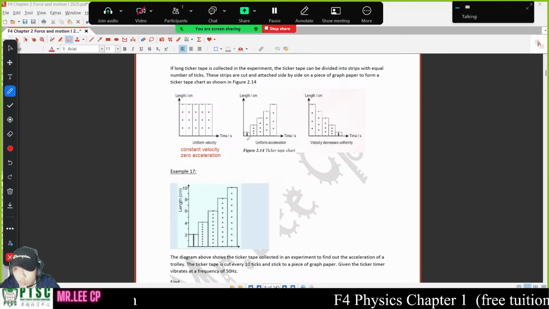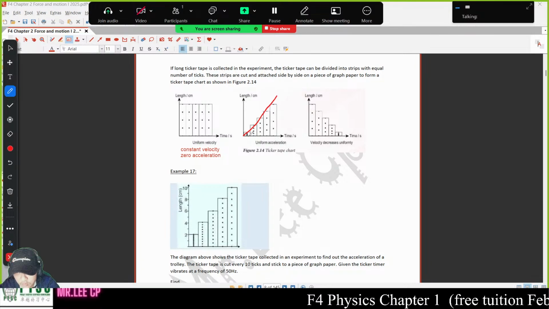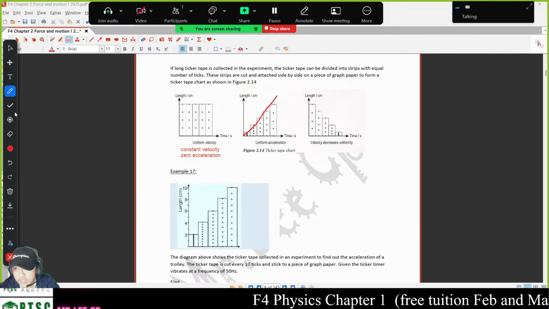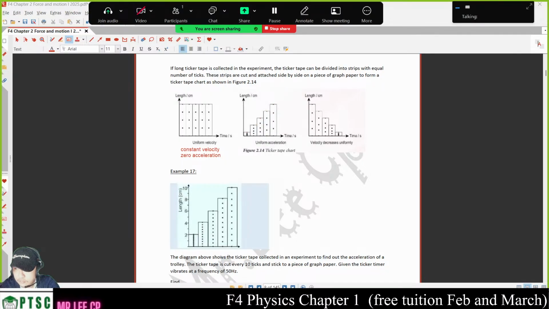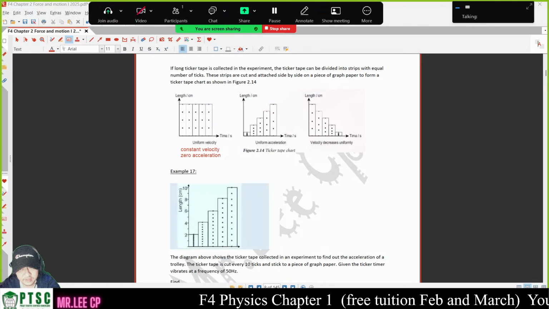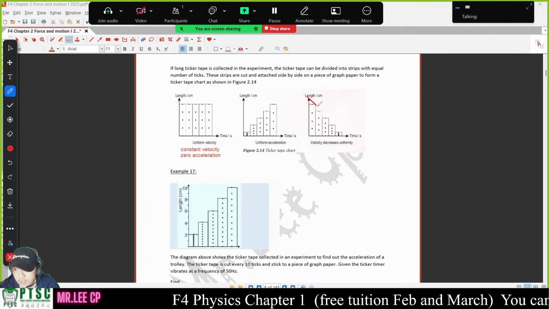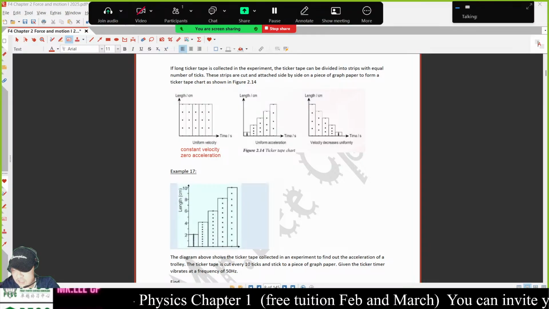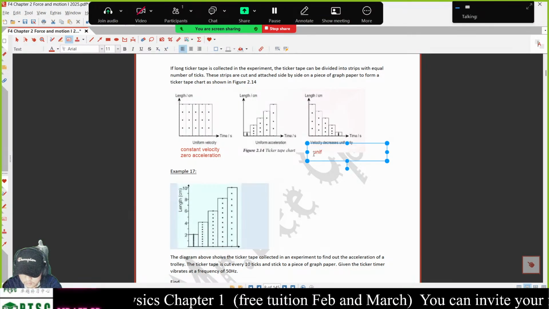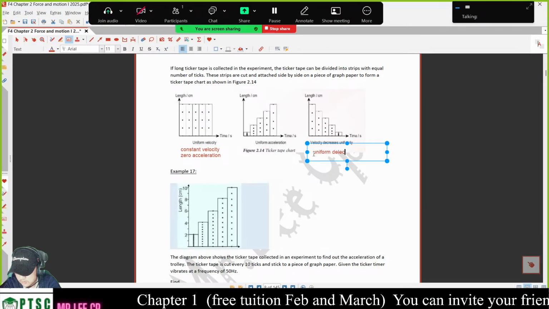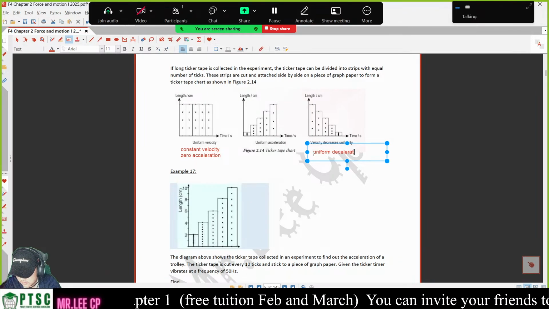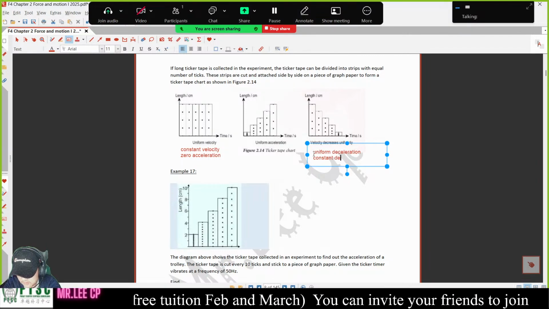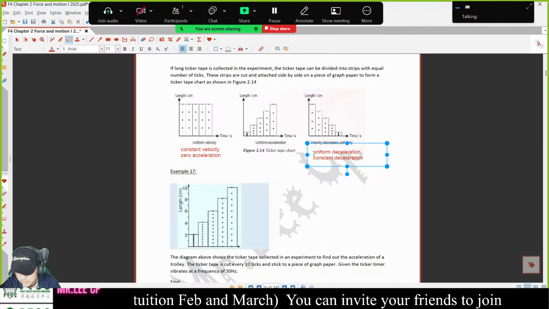When this one is getting longer and longer, it means it is getting faster and faster. So we can call it uniform acceleration. When this one is going down like that, we can call it uniform deceleration, or constant deceleration also can.